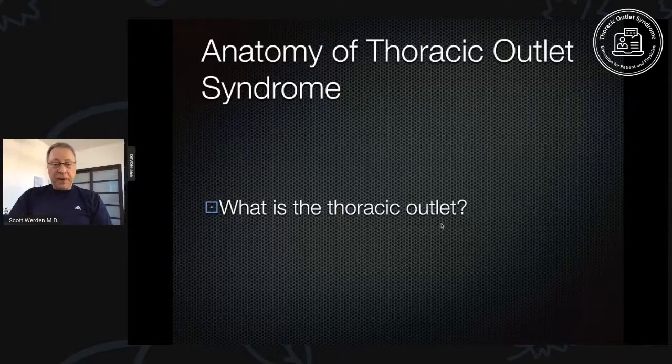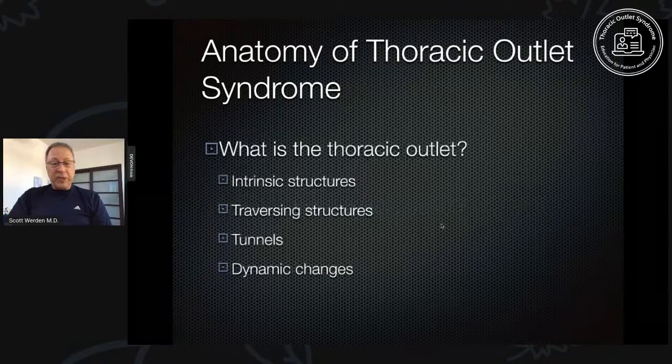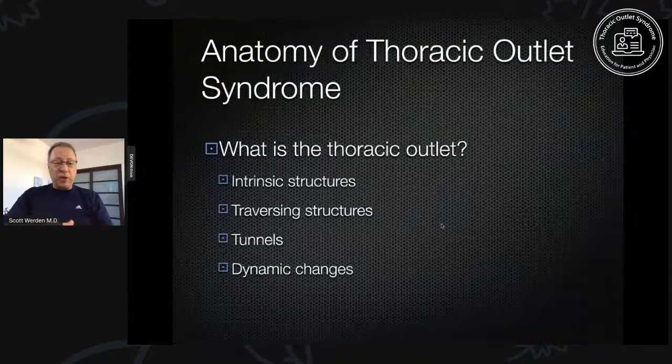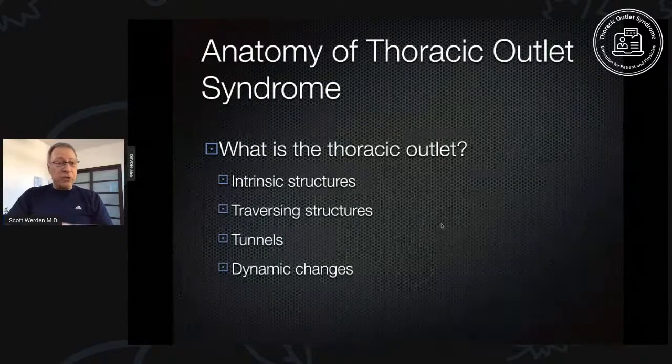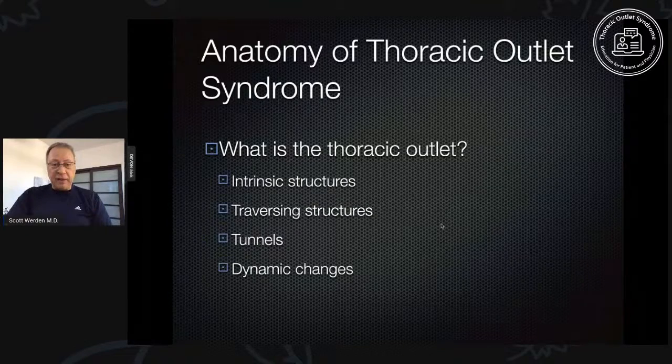So pretty simple. Now let's talk about what is a thoracic outlet. We'll start by talking about the intrinsic structures within the thoracic outlet. And then we'll talk about the structures that have to pass through the thoracic outlet. And these are critical because involvement of these traversing structures is what causes the symptoms of thoracic outlet syndrome.